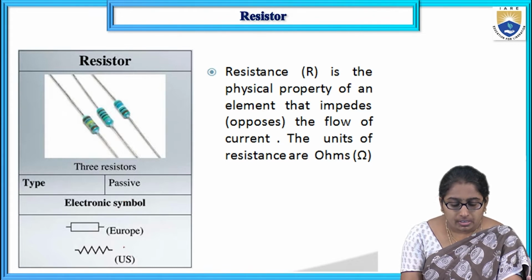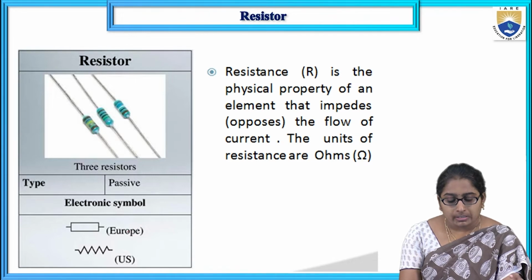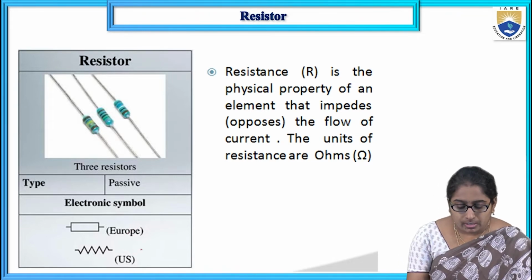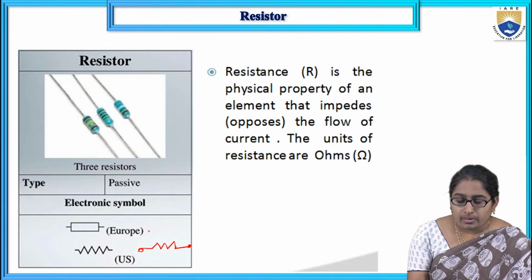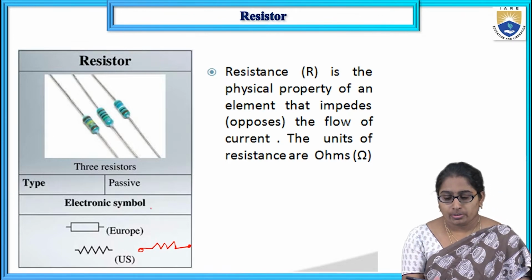Actually, there are two symbols shown. One is according to Europe, and the other one is according to US. The generally used one is according to the US. That is the resistance symbol, which has two terminals. The above one is according to the European standard.